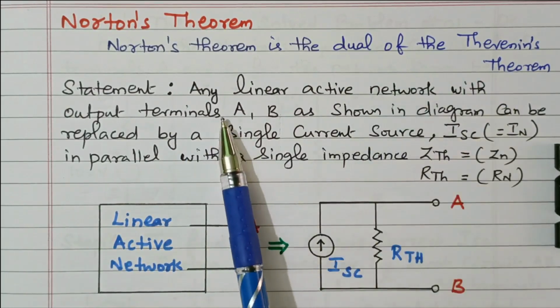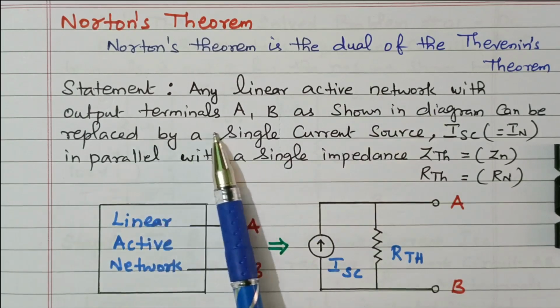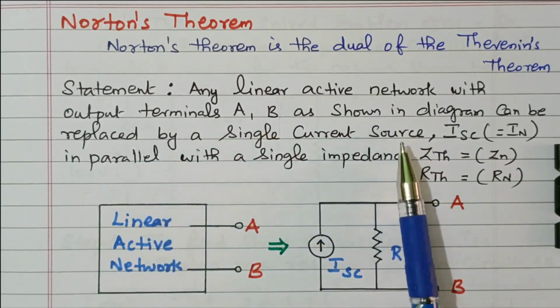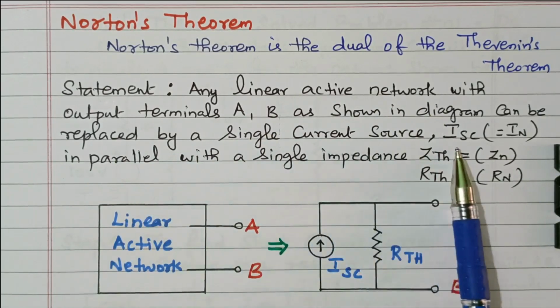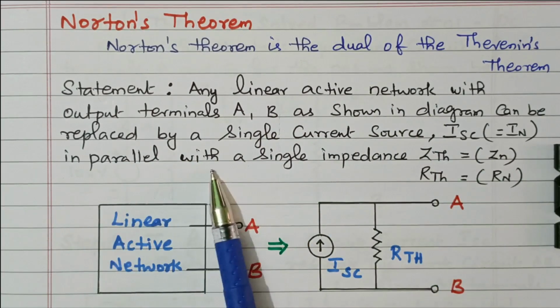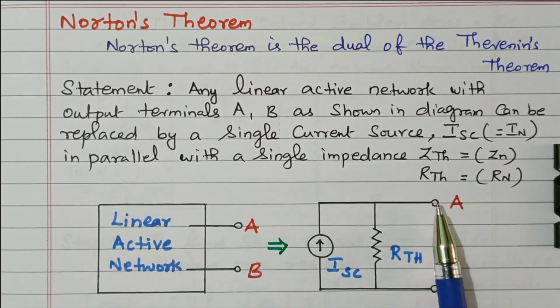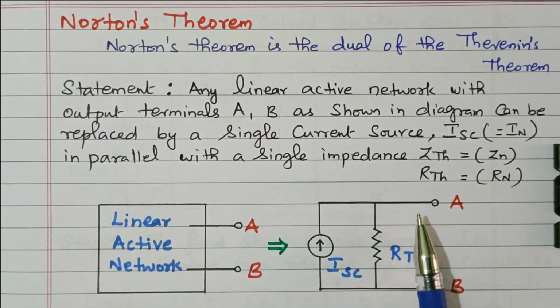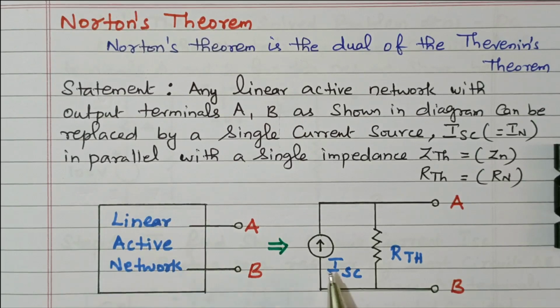Now we'll see the statement. Any linear active network with output terminals A, B as shown in the diagram can be replaced by a single current source ISC in parallel with the single impedance Z Thevenin or R Thevenin. So in Norton's theorem, we are going to convert the complicated linear active network into a simplified equivalent circuit.